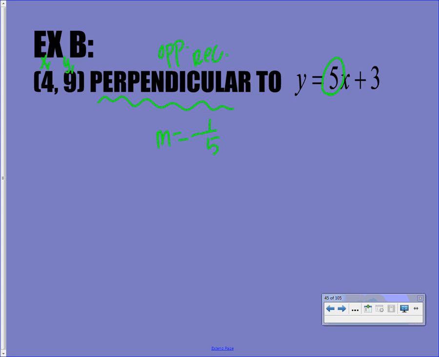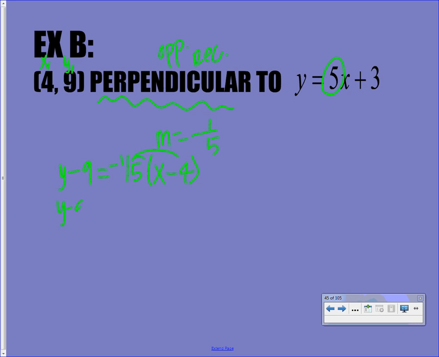So if I start my formula in point slope form, I have y minus y1, which is 9, equals my slope m, negative 1/5, and then in parentheses x minus my x1, which is 4. Okay, so y minus the y-coordinate equals my slope, and then x minus the x-coordinate. Okay, so again, I will distribute first.